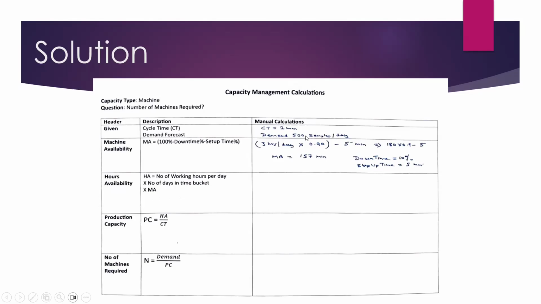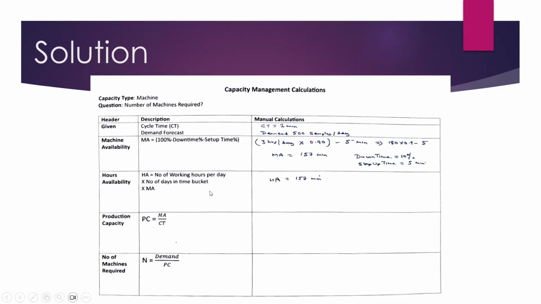Demand forecast is 500 samples per day. Here we will take the time bucket as 1 day and we will calculate in terms of 1 day. So machine availability is 100% minus the downtime minus the setup time. So we have 3 hours per day, and the uptime of the machine is 90%. So we adjust for the 90% here. Then we subtract 5 minutes, which is the setup time. So the machine is available for 157 minutes per day. So time horizon here is 1 day.